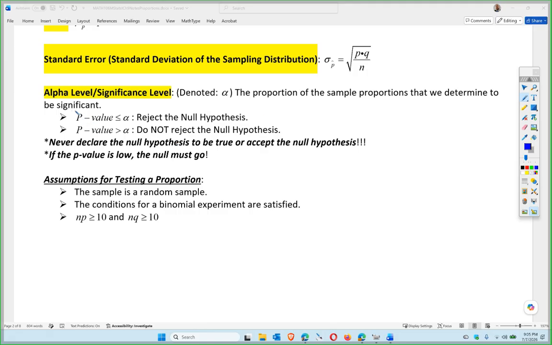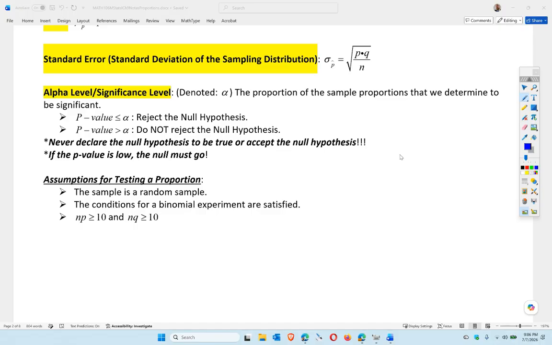If p is low, the null must go. So if the p-value is less than alpha, you reject it, which means we have enough evidence to suggest the alternative hypothesis is true. If p is not low, which means it's more than alpha, do not reject the null hypothesis. There's not enough evidence to say that the alternative hypothesis is true. Yes, it can also be equal to, but the probability of that happening is so low, you might as well just ignore it essentially. Again, the things we have to check are n times p and n times q are greater than or equal to 10. That'll satisfy our normality basically, which is what we want to do in step 2 of the hypothesis test.